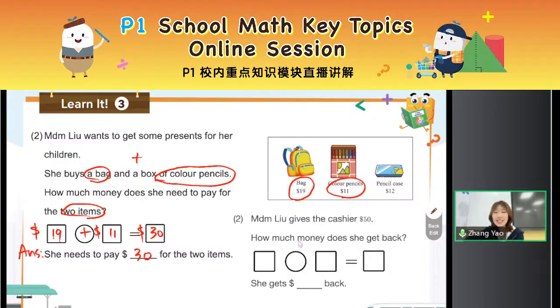All right, now let's see. Madam Liu gives the cashier $50. Oh, she gives too much, right? We only need $30, but she gives the cashier $50. Then how much money does she get back? Because we know we only need $30, but she gives $50, meaning she can get some change, right? So she gives the cashier $50 and then gets back, so minus 30, how much can she get back? She can get $20 back. So Madam Liu can get $20 back. This is the change.